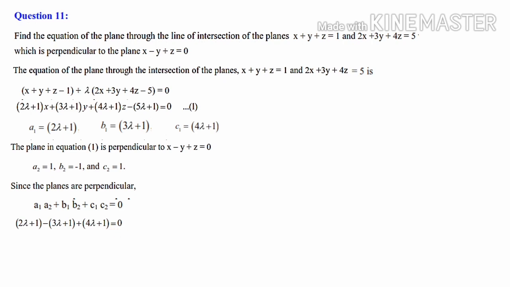Go for the calculation. Here 2 lambda minus 3 lambda plus 4 lambda, that is 2 plus 4 is 6, 6 minus 3 is 3. So 3 lambda, then here there is a plus 1, minus 1 cancelled, then again 1 plus 1. So 3 lambda plus 1 is equal to 0 and lambda is equal to minus 1 by 3. We have got the value of lambda.